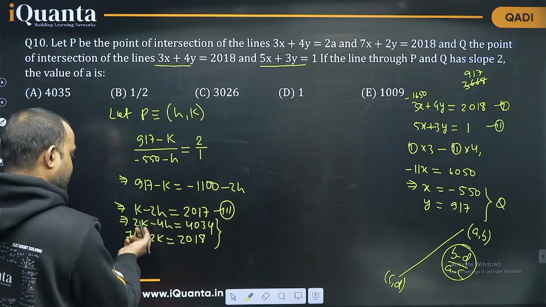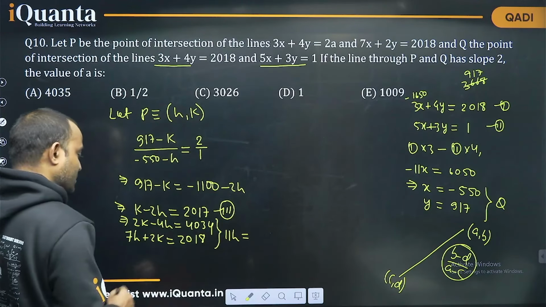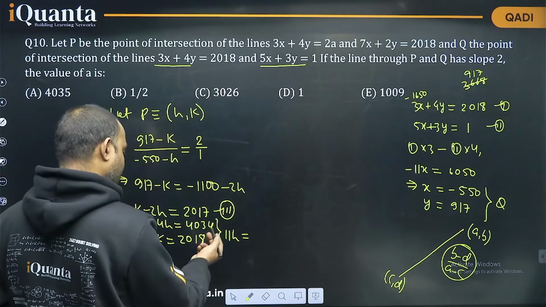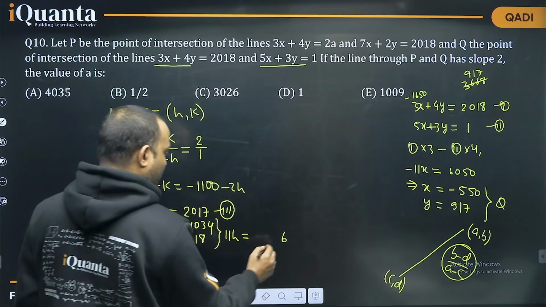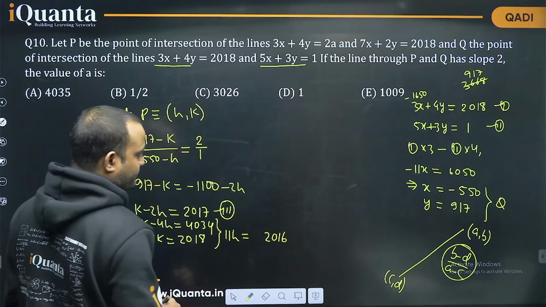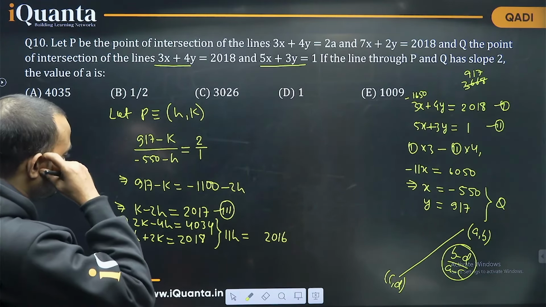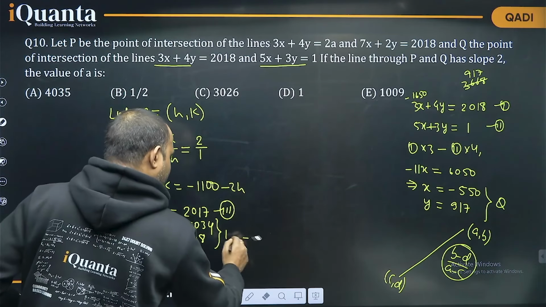So what do we get? 2K will be cancelled out. 11H will be equal to 2018 minus this. So what do we get? 14 minus 8 is 6, and 12 minus 1 is 1, then 40 minus 2016. So we get the value of 11H, which is 2016. Is that divisible by 11? No. So I am thinking, okay, is there anything that we can do? Because H we are getting in fraction.